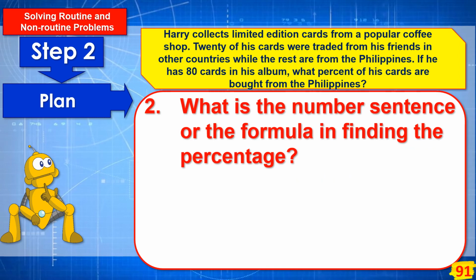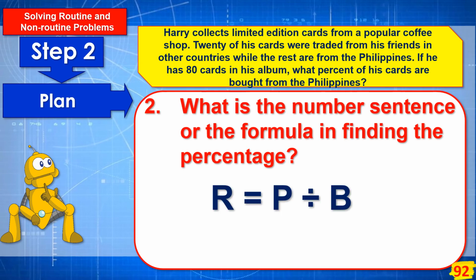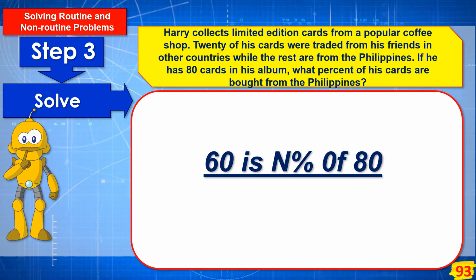Then think, what is the formula in finding the rate? Can you tell? The formula in finding the rate is R is equal to P divided by B. We are now ready to proceed to step number 3.